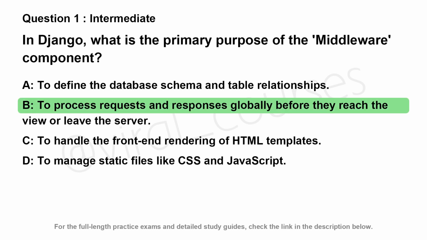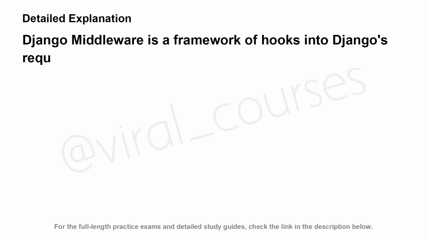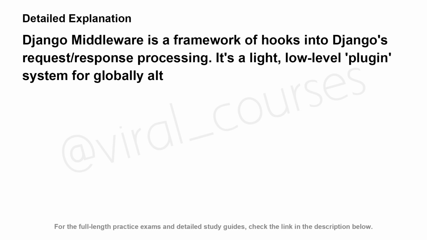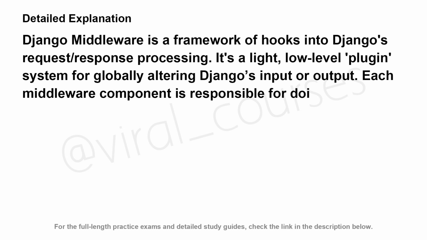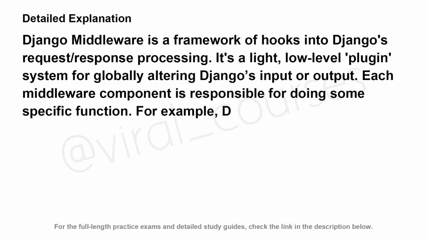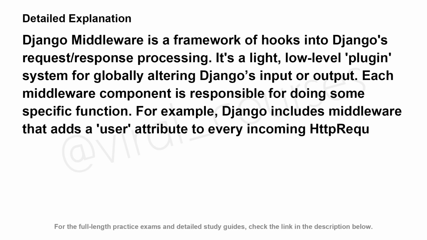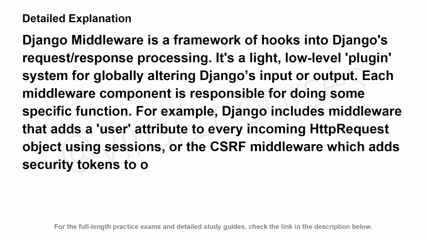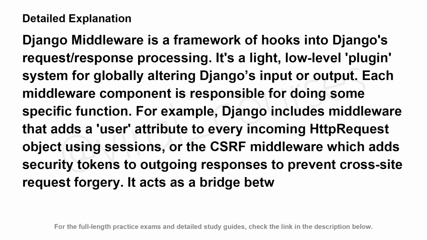The correct answer is B. Django middleware is a framework of hooks into Django's request-response processing. It's a light, low-level plugin system for globally altering Django's input or output. Each middleware component is responsible for doing some specific function. For example, Django includes middleware that adds a user attribute to every incoming HTTP request object using sessions, or the CSRF middleware which adds security tokens to outgoing responses to prevent cross-site request forgery. It acts as a bridge between the web server and the view.